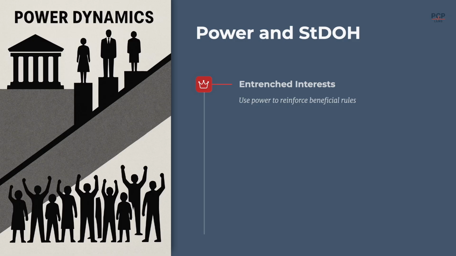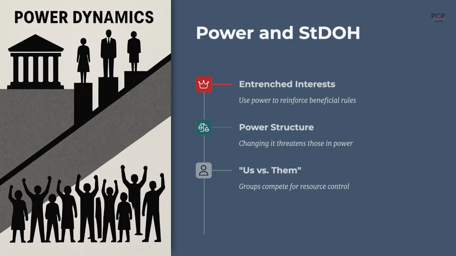Human history is replete with power plays. Entrenched interests use their power to reinforce or modify rules that benefit them, solidifying their advantage and limiting opportunities for marginalized groups. Reducing inequities therefore involves changing the power structure in society to benefit the disadvantaged population. And this threatens those in power, pitting the interests of social groups against each other for control of resources. This leads to the exploitation of the us versus them mentality.